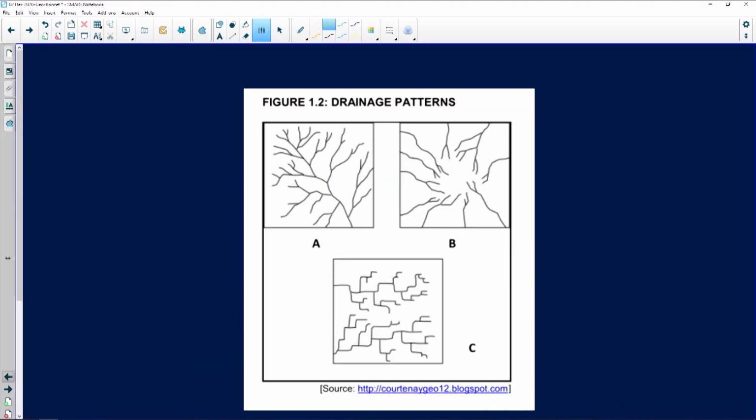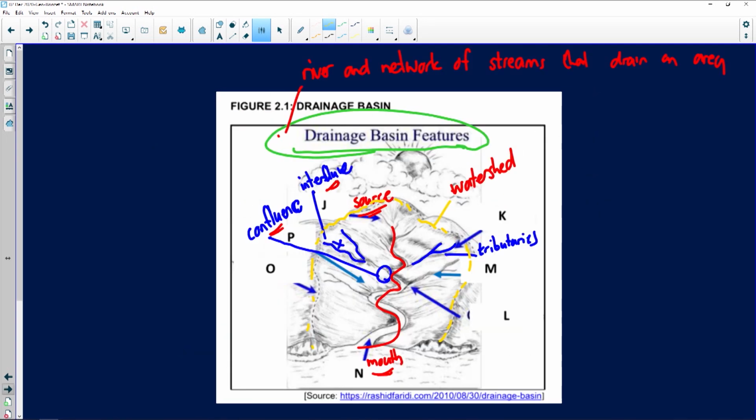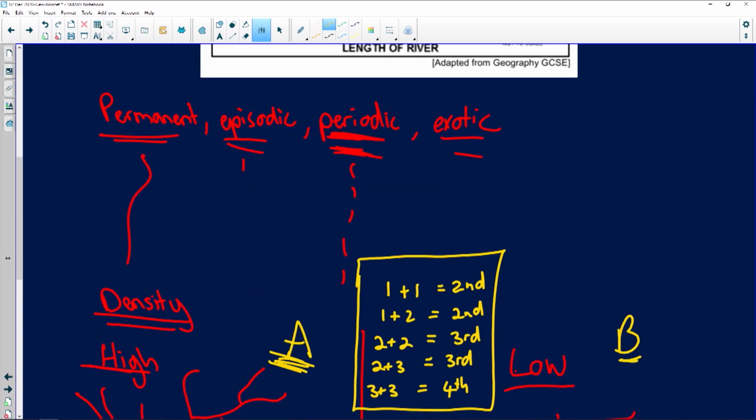Not only are they going to ask this question, I just want to show you, this is one of the questions. There's your dendritic, radial, trellis. Okay, there it is. I just want to go back to my slide. They're going to ask you that question not only in your theory paper, but also in your map work paper. So go and study the table with your different stream patterns. Vitally important. It's going to be in your exam.